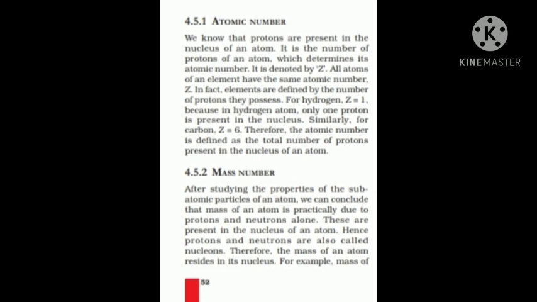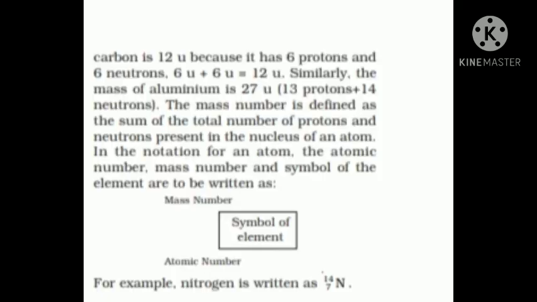For example, the mass of carbon is 12 U because it has 6 protons and 6 neutrons. 6 U plus 6 U is equal to 12 U. Similarly, the mass of aluminium is 27 U, 13 protons plus 14 neutrons. So, the mass number is defined as the sum of the total number of protons and neutrons present in the nucleus of an atom.